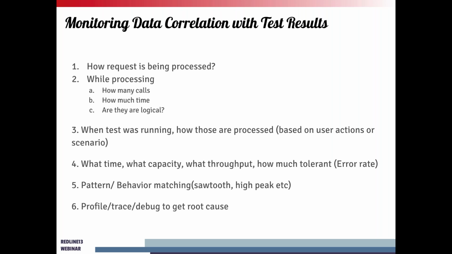So first you need to know how a request is being processed. For number one, you need to know about application architecture. You must know very well how the application is processed. Second part, you need to know how many calls. That means, when you are monitoring an individual request, when you are inside one request, you need to know how many calls have been processed for this individual request, how many times it has been called, then how much time it takes. And the third part is important.